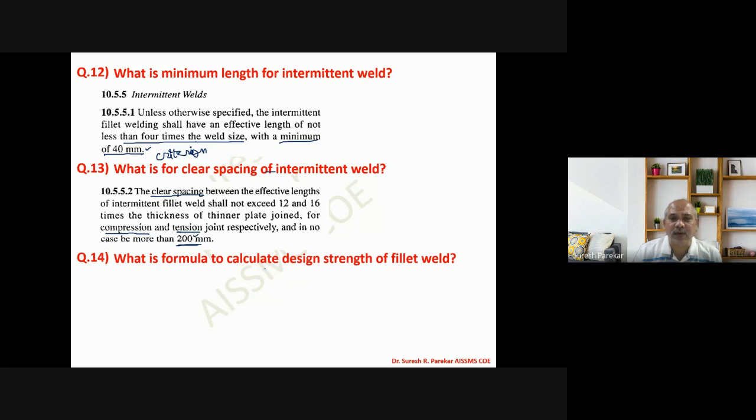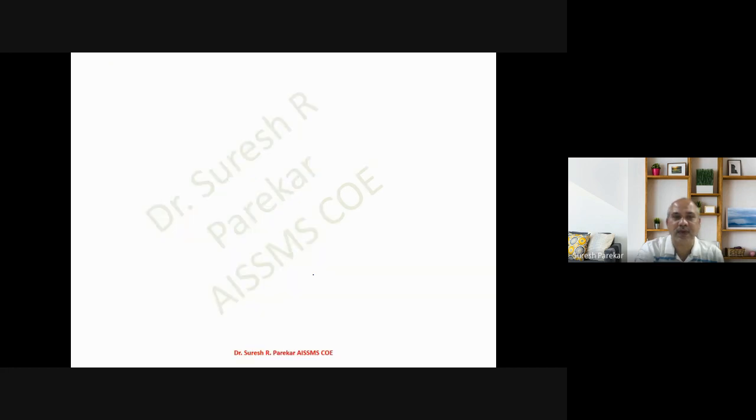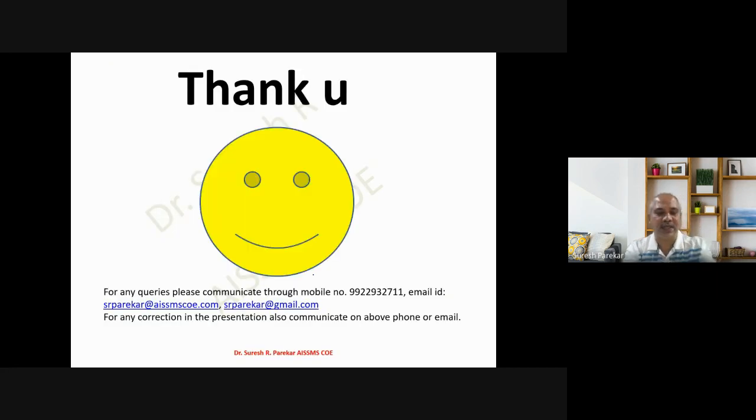What is the formula to calculate the design strength of fillet weld? So we have Fwd, and that is equal to Fu upon root 3 gamma mw. By using this formula, we can find the design strength of the weld. So these are the clauses which are related with your connections.